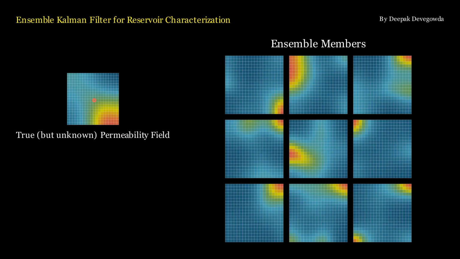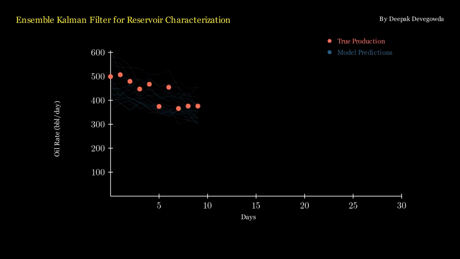So we first construct a suite or an ensemble of reservoir models. These are all conditioned to previously acquired data, which consists of geologic interpretation, well-log data, core data, and perhaps even seismic data. Typically, we work with an ensemble size of about 30 to 100 members.